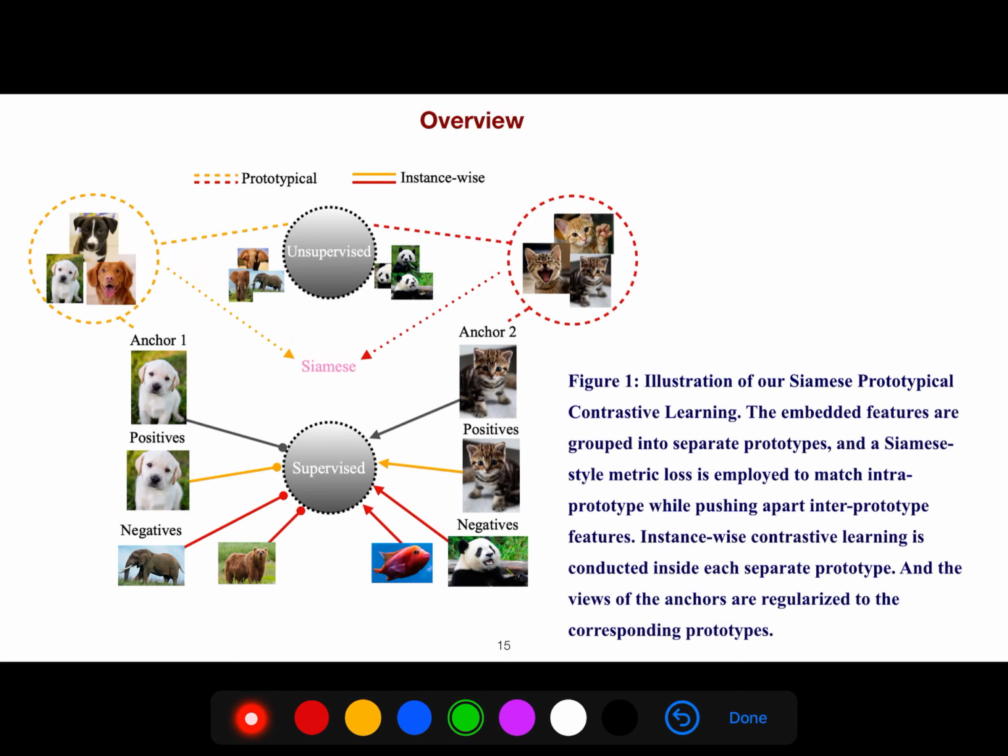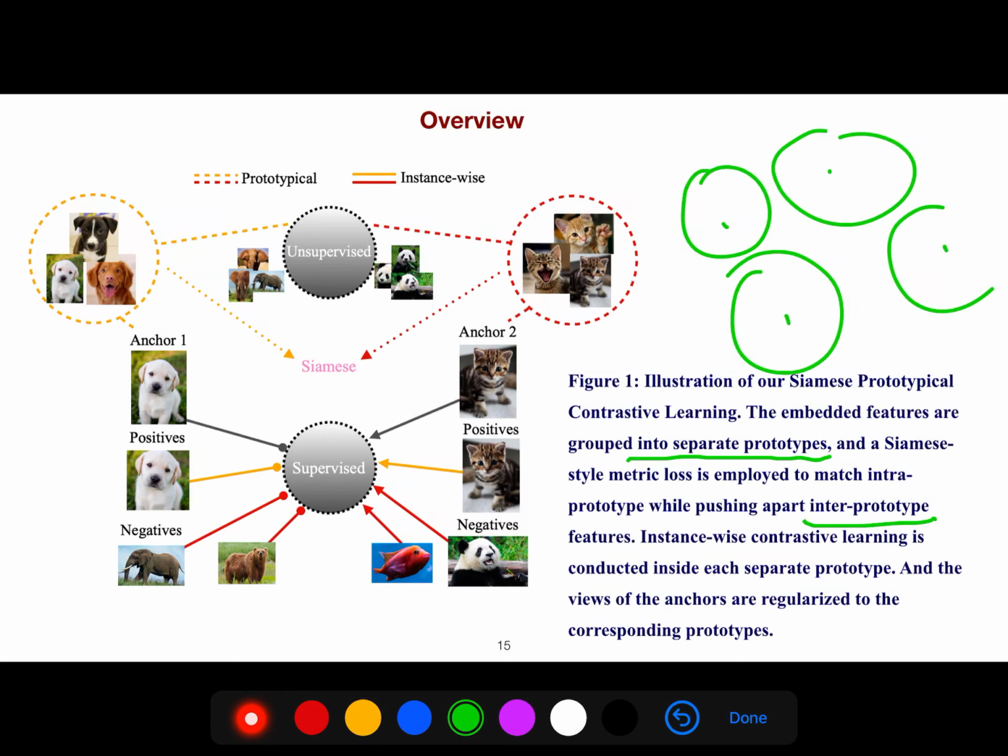So this is the illustration of siamese prototypical contrastive learning. The embedded features are grouped into separate prototypes, and a siamese-style metric loss is employed to match intra-prototype features while pushing apart inter-prototype features. Because if you work with prototypes, these clusters, then it is robust. It is less prone to noise. So that's why it's so logical. Even the prototypical network in few-shot learning uses this idea.